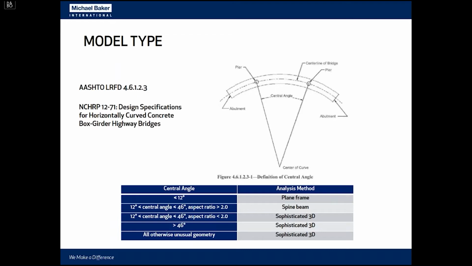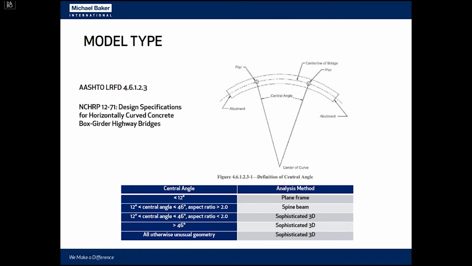Once the modeling considerations were established, I needed to determine if there were any design requirements that would also affect the model. And the two main references that we used for this were the AASHTO LRFD design code and the NCHRP report 12-71, which provides guidance on the modeling and design of curved concrete box girder bridges. These two references provided guidance on when to use different model types for a curved concrete box girder. The methods addressed are plane frame, spine beam, and sophisticated 3D analysis methods.